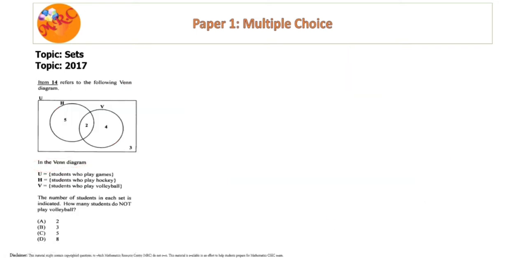Item 14 refers to the following Venn diagram. In the Venn diagram, U equals students who play games. H equals students who play hockey. V equals students who play volleyball. The number of students in each set is indicated. How many students do not play volleyball?